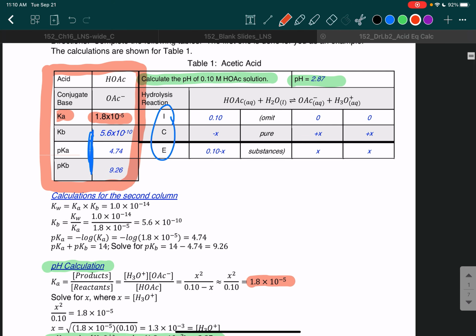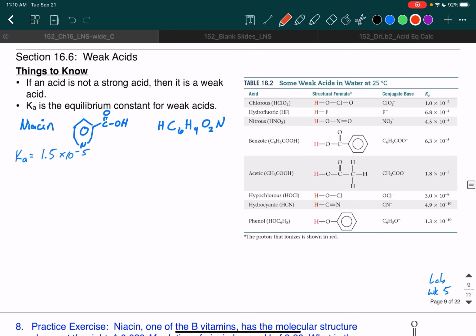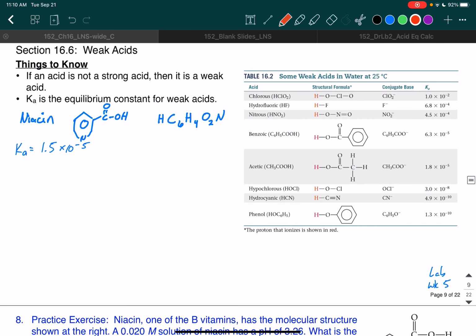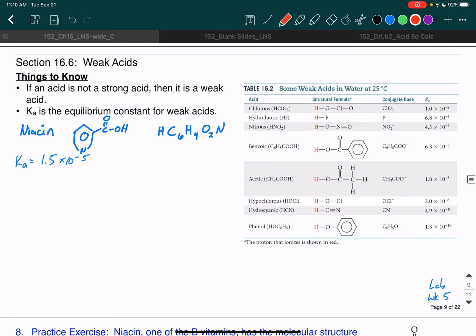Okay, let's go to a question from the lecture slides. This is on page 9 of the lecture slides. It's dealing with weak acids there.